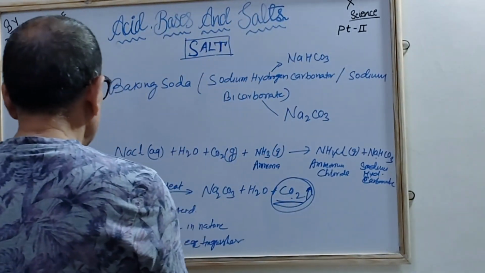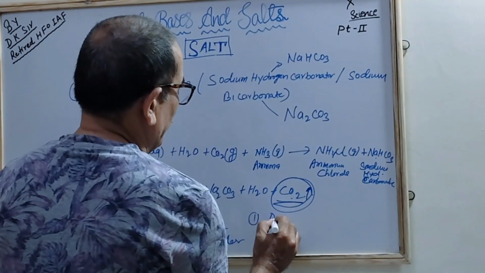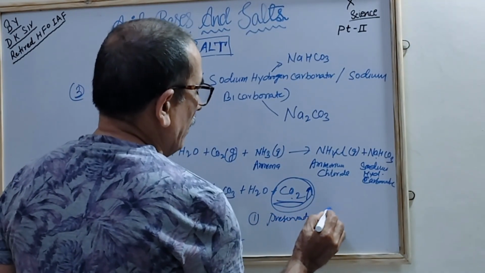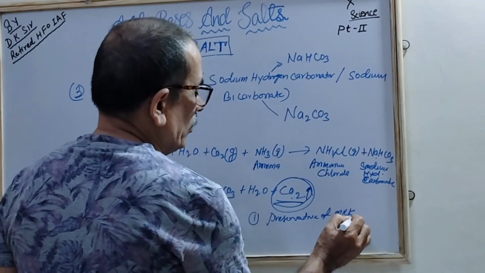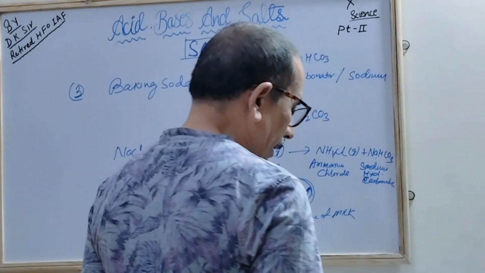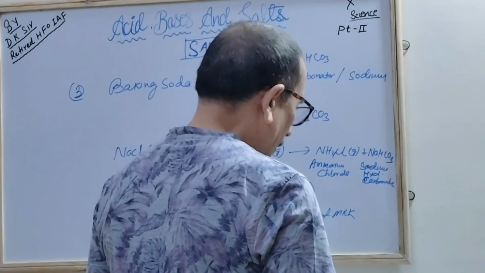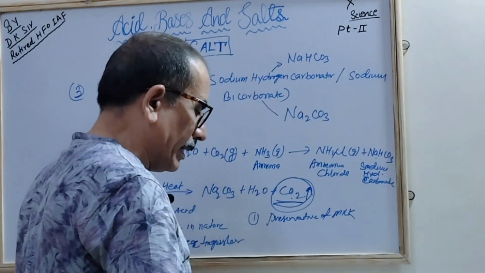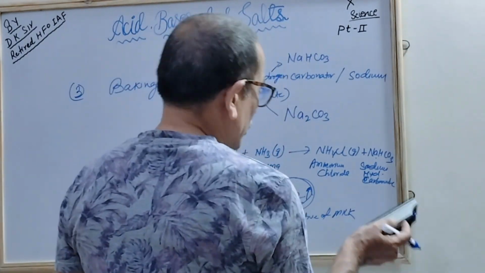Sometimes you can use that as a preservative of milk. Correct? You can use it to preserve the milk for a longer period. The milk we are mixing, and we are keeping the milk safe for a longer period. Correct? The next, two more are there.